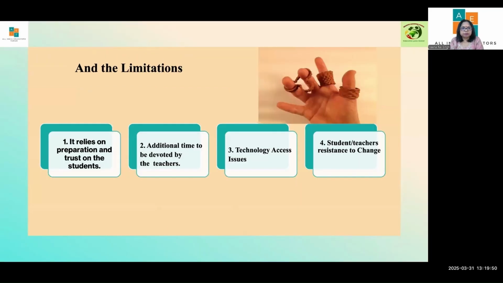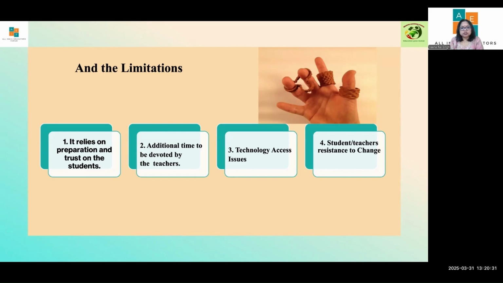So if we are talking of benefits, we should also talk about the limitations, or what the flipped classroom model actually asks for. It relies on preparation and trust in the students. In one way, it is good that the students become responsible. Another is that from the teachers, it requires additional time. But if we see the positives, this is going to lead to more research work and growth of the teachers themselves.